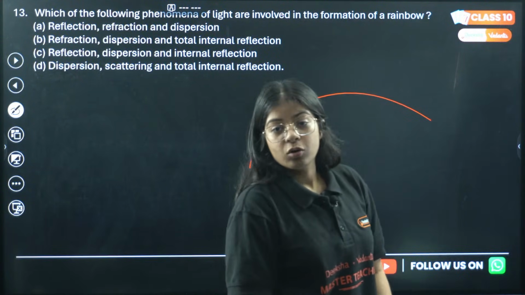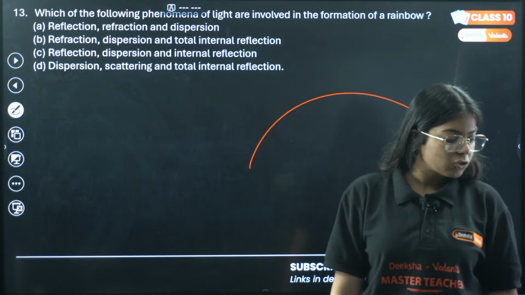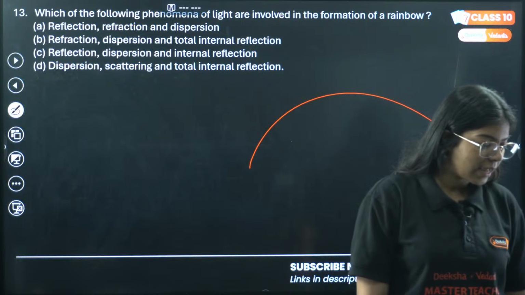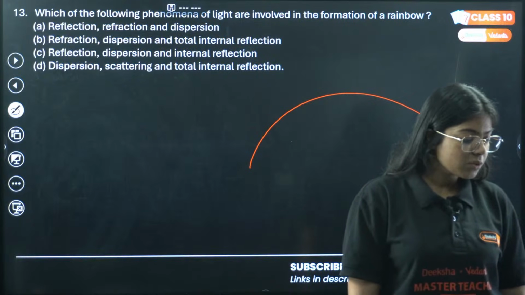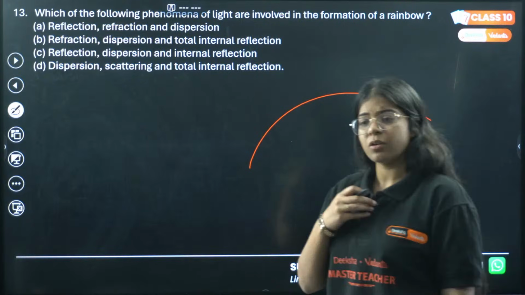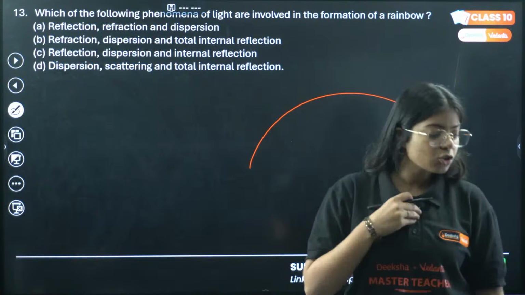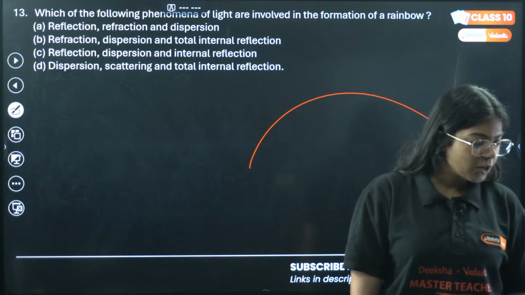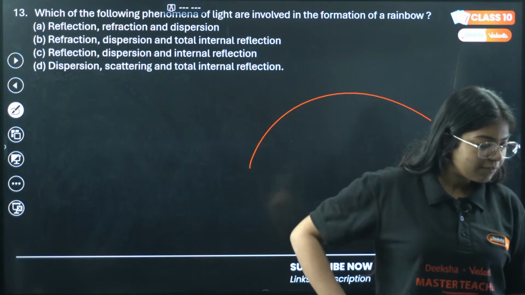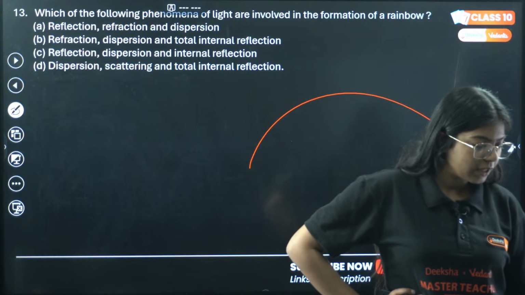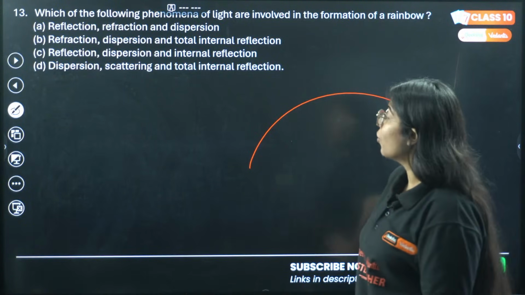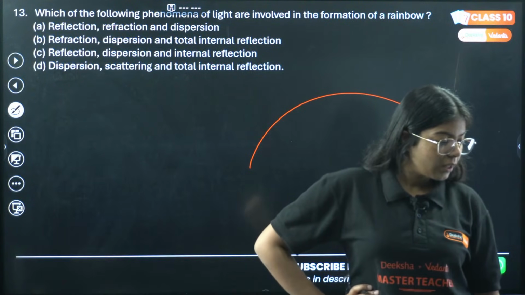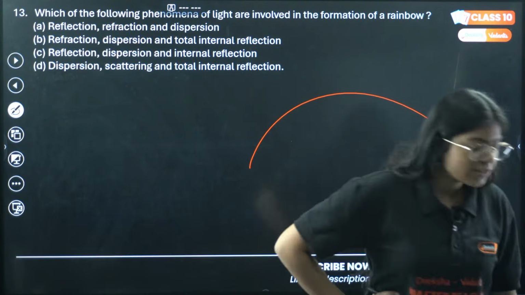Can you let me know which of these is actually happening inside a rainbow? Rupesh is saying B. Ma'am, sound is slow. Is it slow for everyone? If it's slow, let me know, okay? Dipanshu is saying B. Shivangi is saying C. Piyush is saying refraction, dispersion, total internal reflection, B. Okay, a lot of you are saying B. Alicia is also saying B.